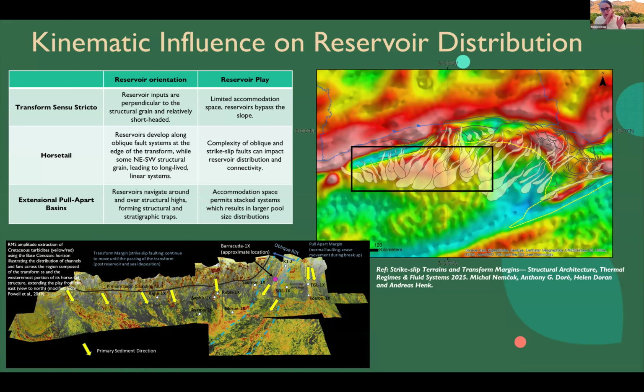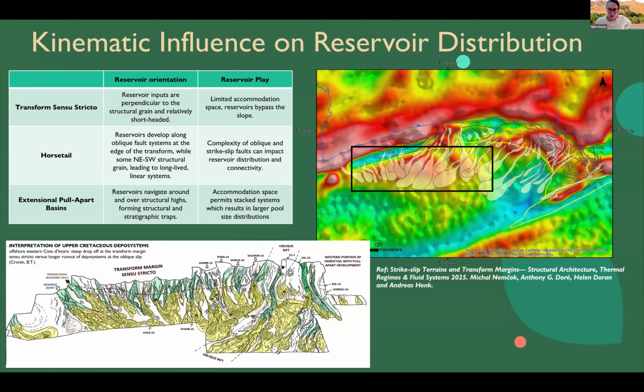In contrast, as you go into the horsetail, here we see a much more complex system of the reservoirs, and that's highlighted. This is the area in this black box to the east, and you can see it in this beautiful amplitude extraction along the Cretaceous, and the interpretation of that, which is just a personal communication with our friend Brian Cronin, who wrote the paper on the depositional systems across transform margins. So here in this oblique part of the margin, there's much more complexity to the input of the reservoir systems when we compare it to the transform sensu stricto.